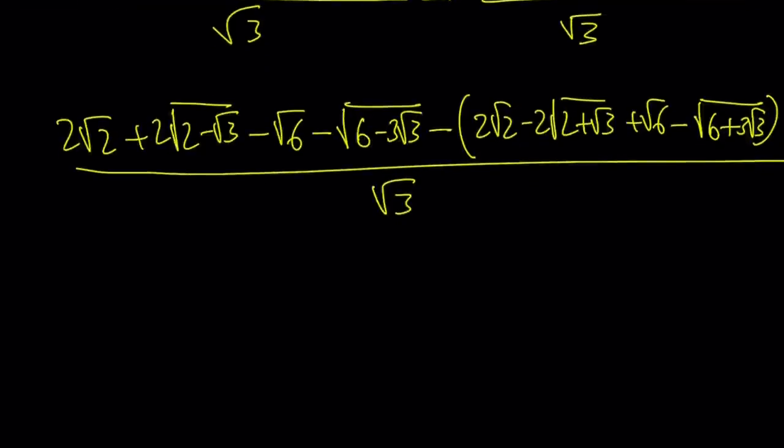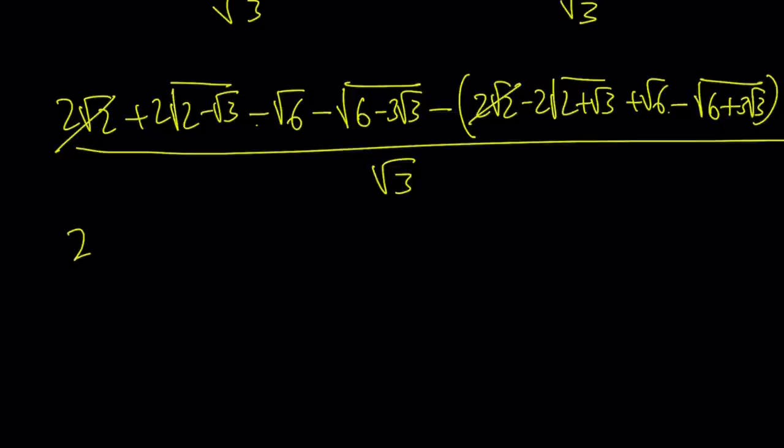So let's go ahead and simplify this. 2 root 2 minus 2 root 2, they're going to cancel out. Anything else? Root 6, negative root 6 minus root 6, they're not going to cancel out. So pretty much the only thing that cancels out here is what we get from here, right? So let's see what we get from here. We get 2, and this is also going to be a positive sign.